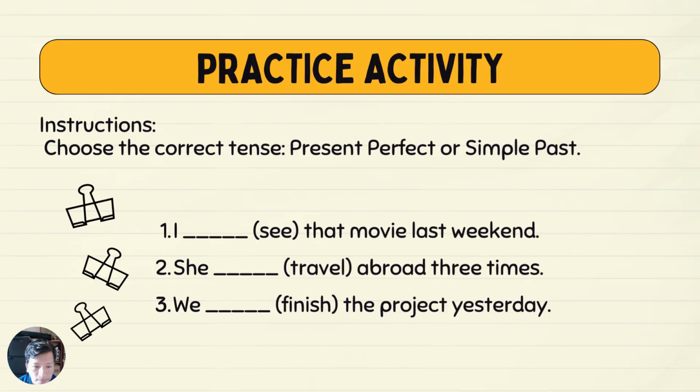Practice activity. Next, students move to guided practice. They choose the correct tense, either present perfect or simple past, and complete the sentences. This activity allows students to apply the grammar in a controlled way before moving to free production.